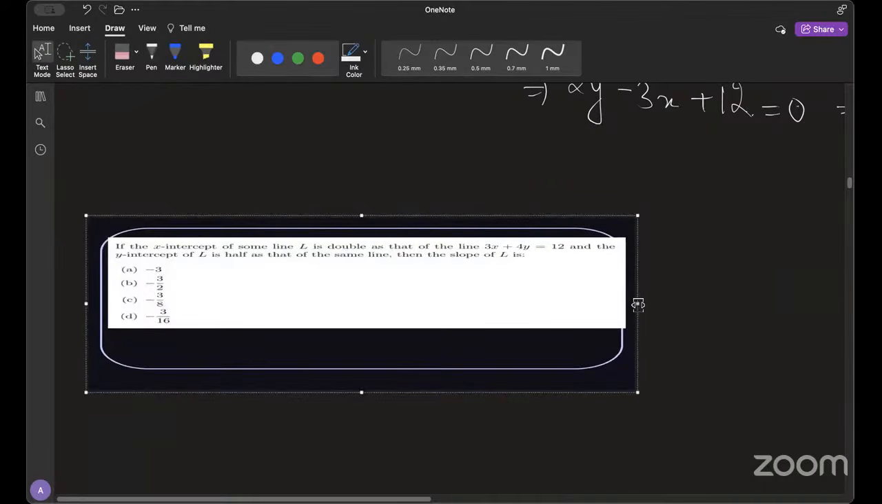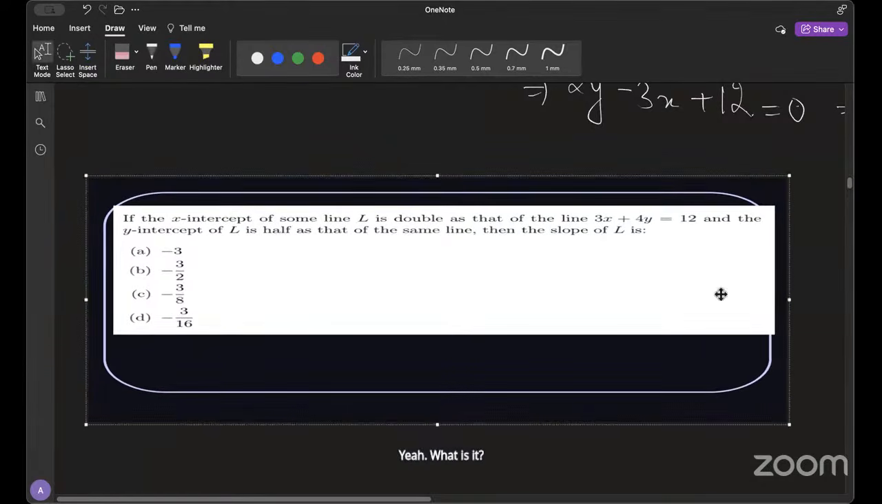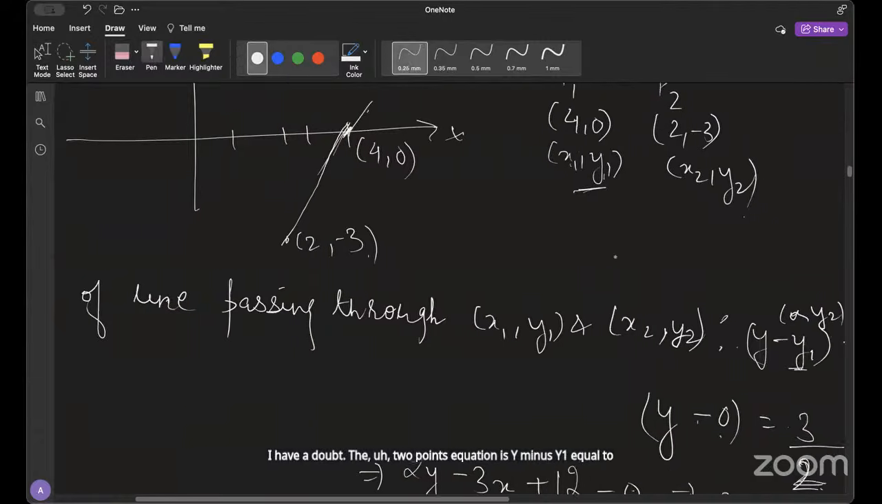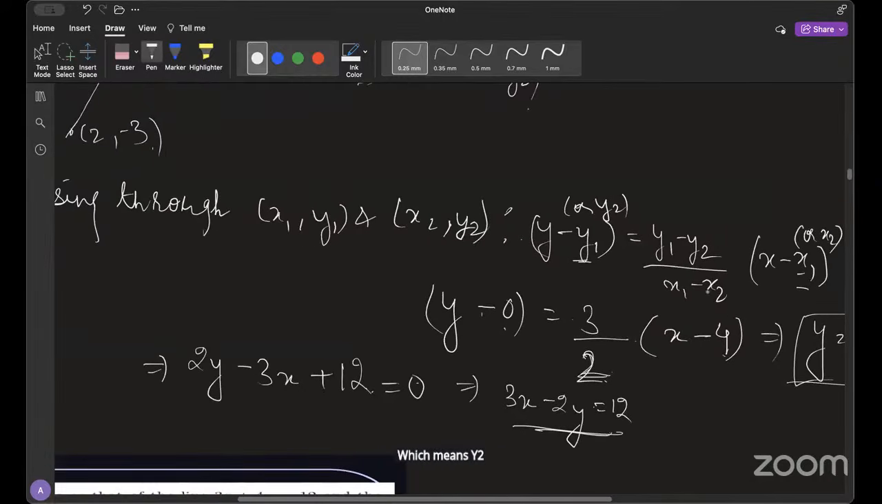I have a doubt. What is it? The two-point equation is y minus y1 equals m into (x minus x1), which means (y2 minus y1) by (x2 minus x1) only, ma'am.